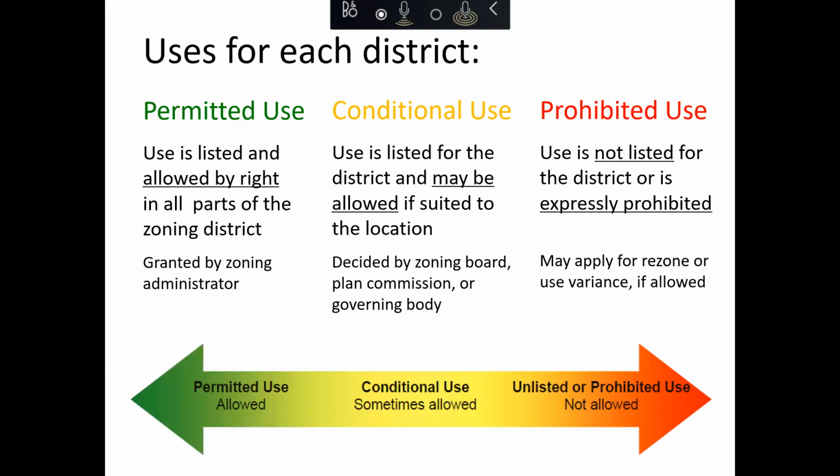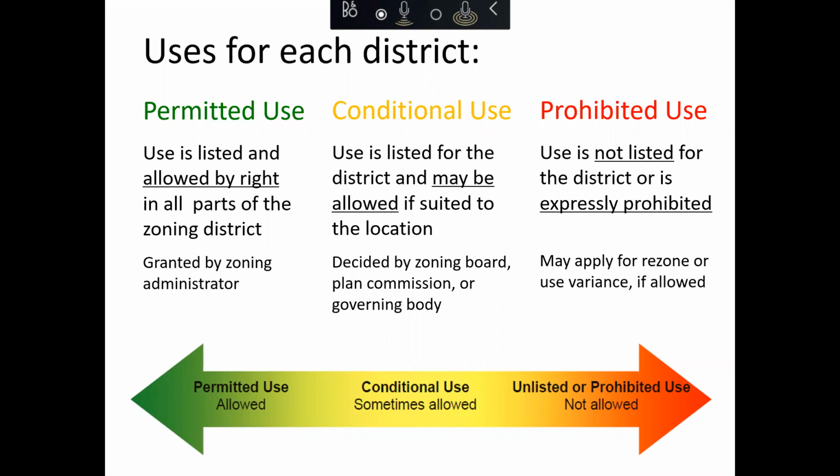So if we look at the land uses allowed for each zoning district, there are three categories. There are permitted uses, shown here on the left, green, always allowed. The use is listed and allowed by right in all parts of the zoning district. These permitted uses are granted by the zoning administrator. Conditional uses. These uses must be listed for that zoning district, and they may be allowed if they're suited to that location. Conditional uses can be decided by the zoning board, by the plan commission, sometimes it's called the zoning committee, or the governing body, such as a county board or a common council. And prohibited uses are those uses not listed in the district or those that are expressly prohibited for that district. Those are all prohibited uses.